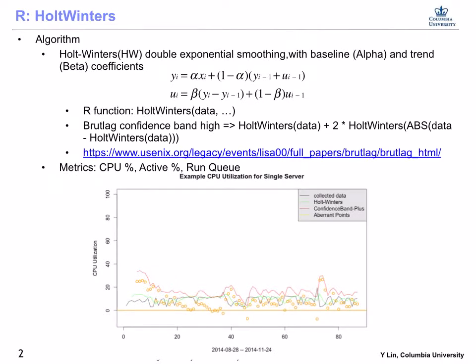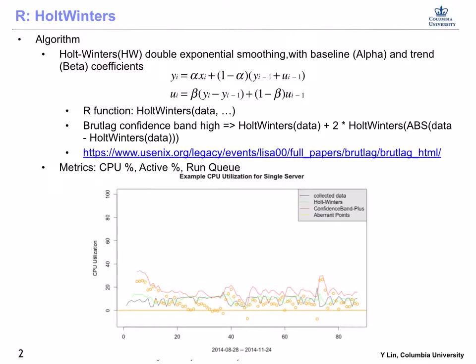The Holt-Winters algorithm is a double exponential smoothing algorithm with baseline and trend coefficients, as you can see in the functions or equations there. We simply use the R function, Holt-Winters, takes in the data, and gives us back a model to use with that. Using Brutlag's confidence band formula, we can compute a high confidence band.